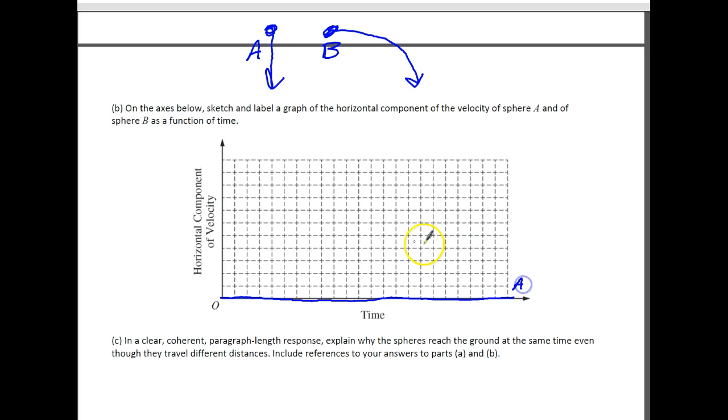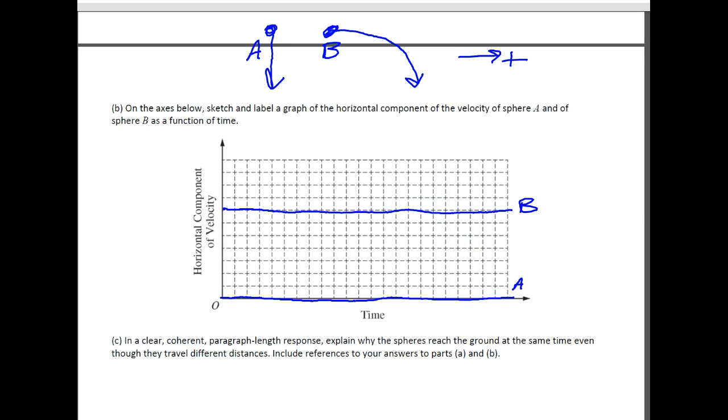Label that one A. And then B does have a component. We're saying it's going to the right, and right is positive since nothing is going to be negative here. We want to draw a straight line across for it also, because that horizontal component does not change. The velocity left to right is the same. It's the velocity up and down that changes.